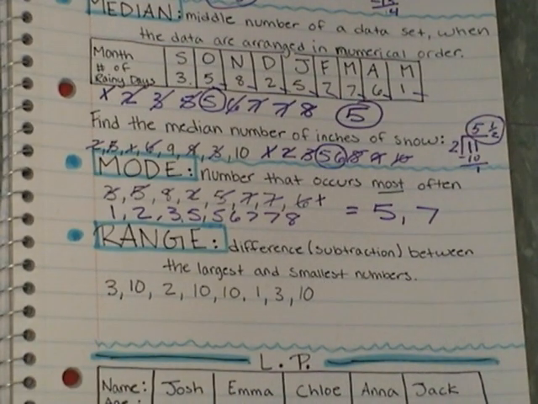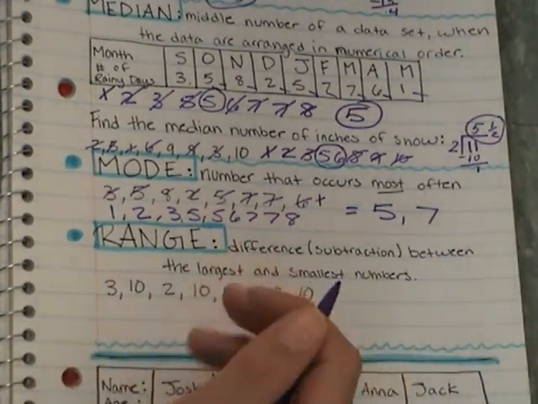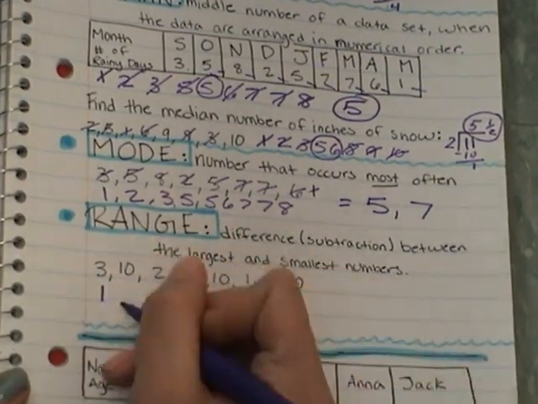It occurs most often. Alright, and the last but not least is the range. This is the difference, subtraction, between the largest and the smallest numbers. Now again, to do this, I know some of you like to just look at, okay, 10 is going to be my biggest and 2 is going to be my smallest. But 1 is actually my smallest, and you would know that if you put your numbers in order first. That's what I do every time because it guarantees this is the smallest and this is the biggest. So take the extra time to write it out in numerical order.